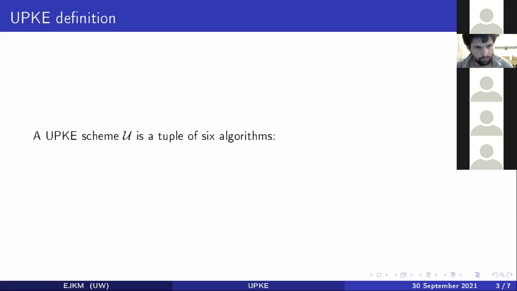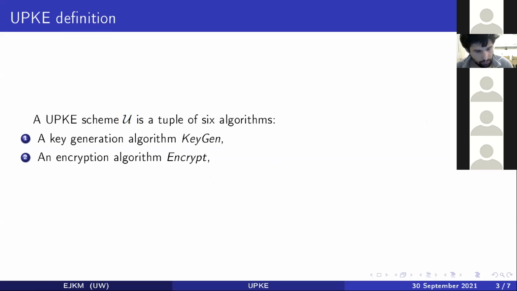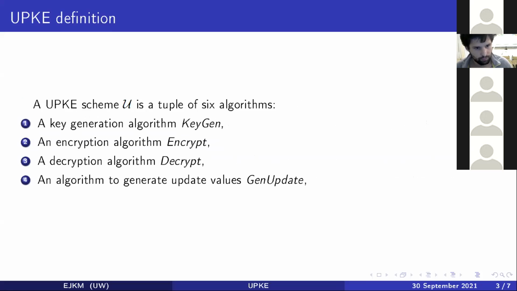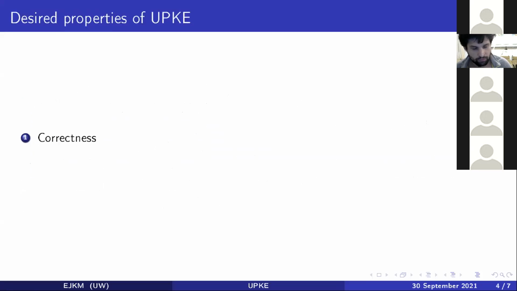A UPK scheme is simply a tuple of 6 algorithms. We have our key generation algorithm with the encryption and decryption. We have an algorithm to generate the update value and 2 algorithms to update the keys using that update value.